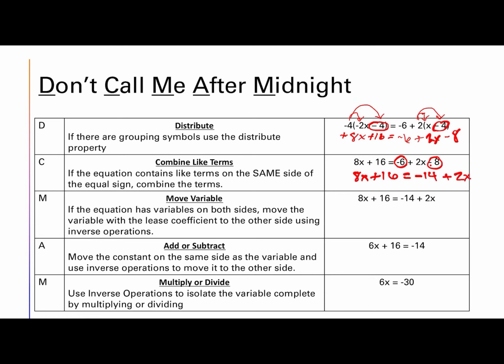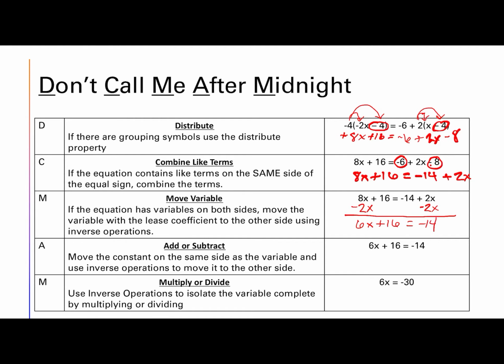And then the next thing we're going to do is move the variable. And I like to move the smallest variable. So to move this over here, I need to remove it, make it 0. So I'm going to subtract since this is adding, and 2 minus 2 is 0. So this is gone. And then 8 minus 2x is 6x plus 16 equals negative 14.